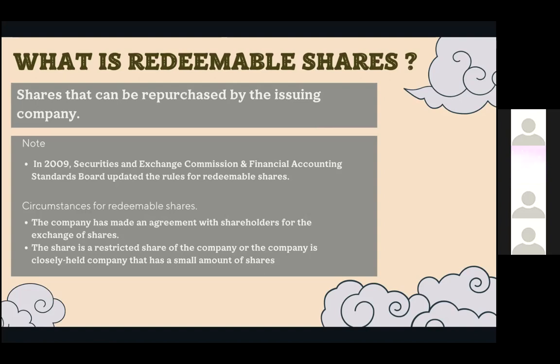Circumstances for redeemable shares. First, the company has made an agreement with the shareholders for the exchange of shares. Second, the shares are restricted shares of the company, or the company is a closely held company that has a small amount of shares, meaning that the company is family-owned. It's a family-owned company that has its own shares.